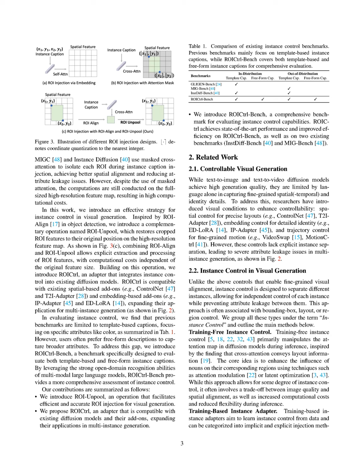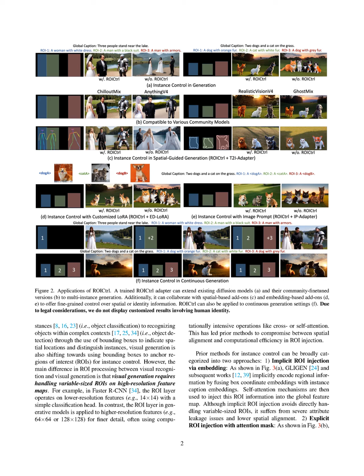ROICtrl offers significant theoretical and practical benefits over previous methods for instance control, primarily through its innovative use of the ROI unpool operation, which allows for efficient and accurate ROI injection. This method enables explicit extraction and processing of ROI features while maintaining computational costs independent of the original feature size, thus enhancing efficiency. In terms of accuracy, ROICtrl achieves superior spatial alignment and regional text alignment, outperforming prior methods like instance diffusion and MIGC, particularly in generating small objects and managing occlusions effectively.